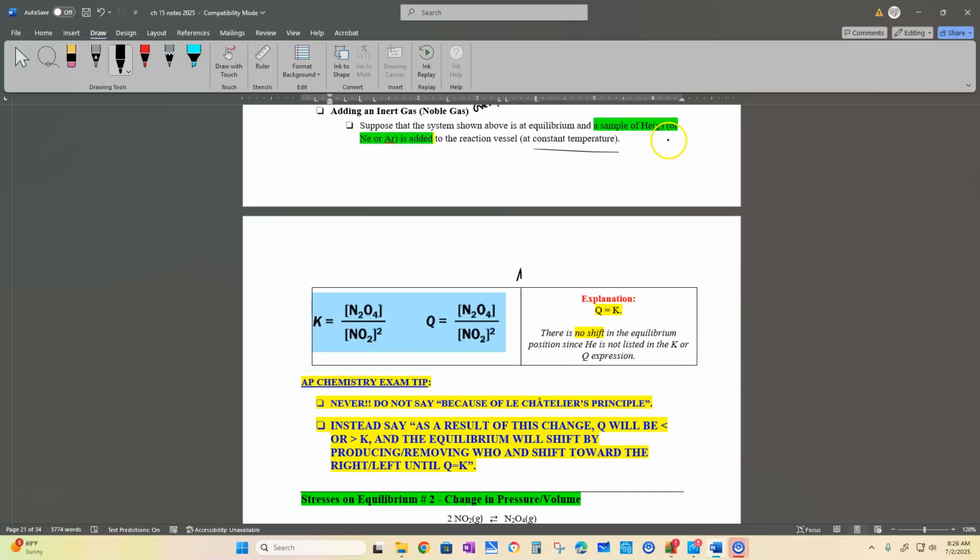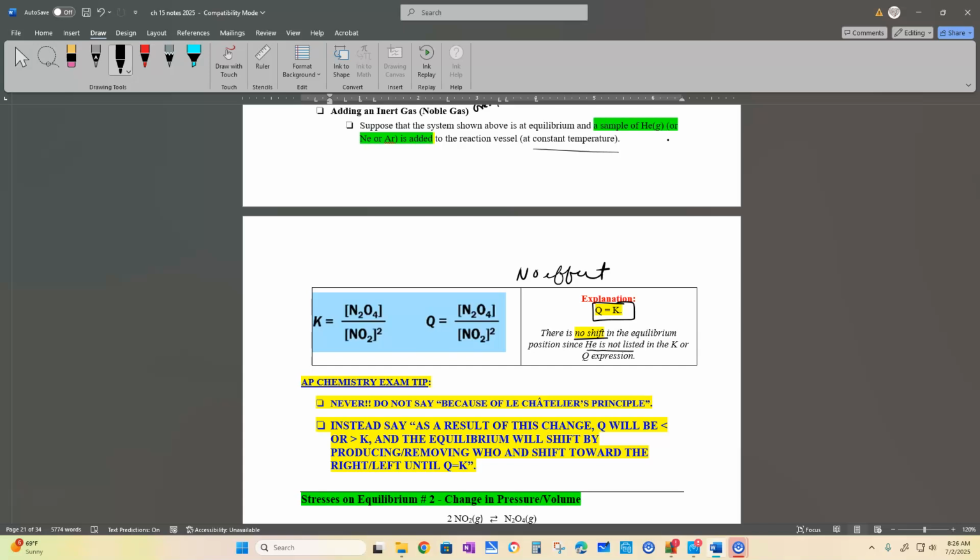Well, no effect. And why not? Because where is helium, argon, or neon in your Kc or Q? He's nowhere. So they're already at equilibrium. There's no shift, but that can't be the end of the story. There's no shift in equilibrium because He is not in your K or Q expression.